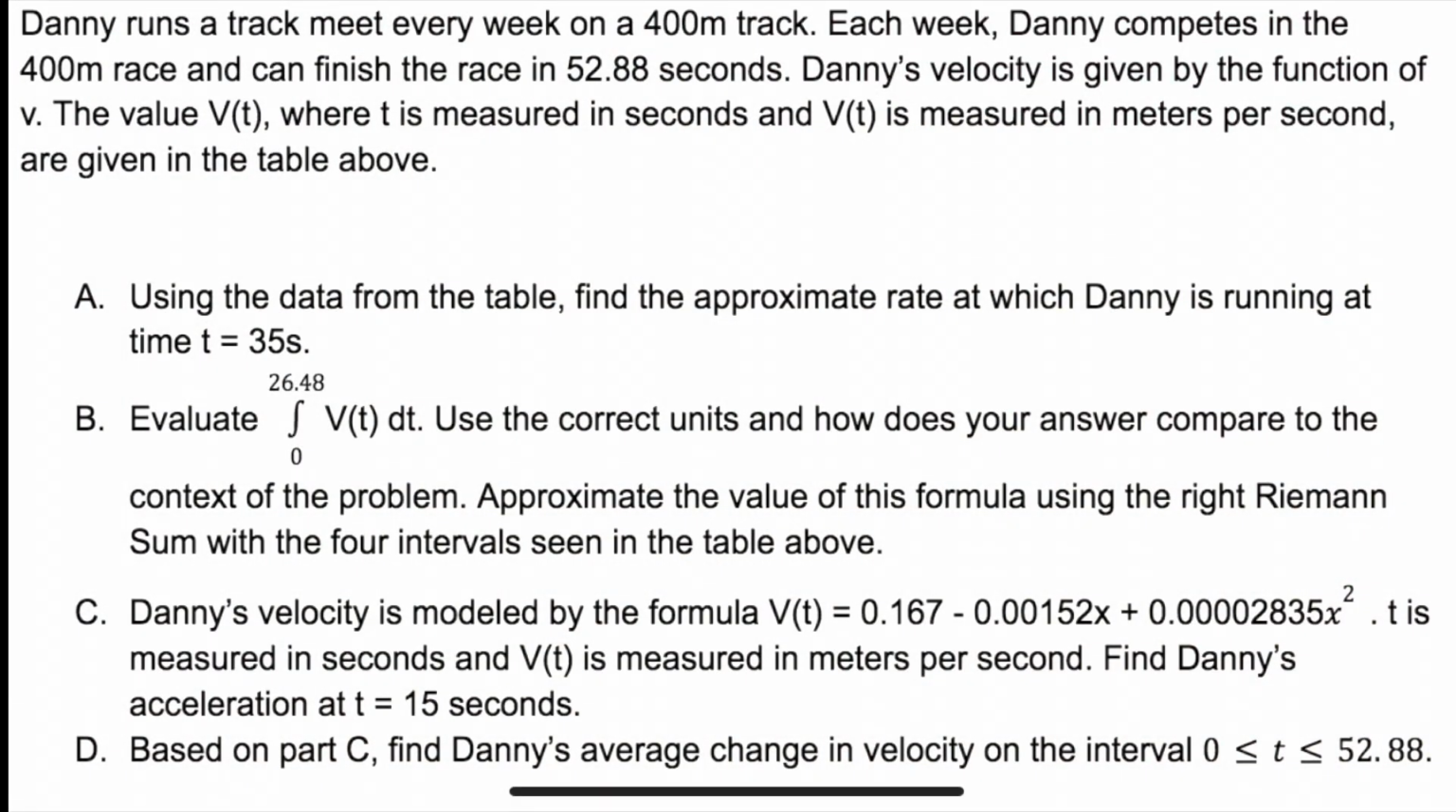Lastly, part D says, based on part C, find Danny's average change in velocity on the interval 0 less than or equal to t less than or equal to 52.88.